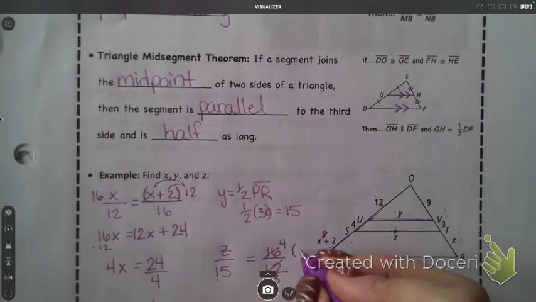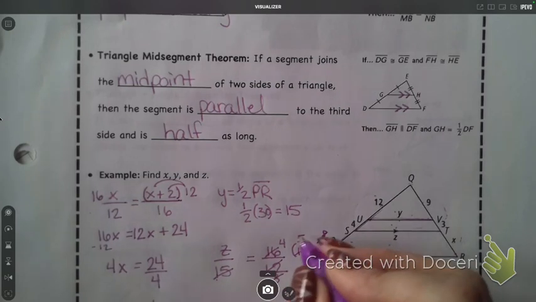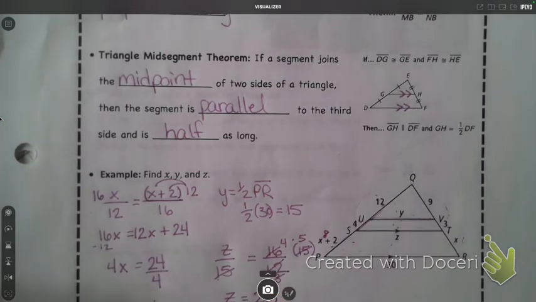Multiply by 15 and 5. And 4 times 5 is 20. I used the big triangle. That's fine, as long as you got 20.